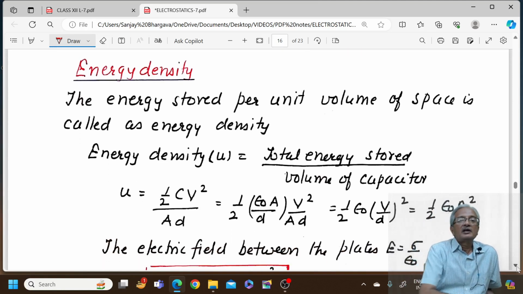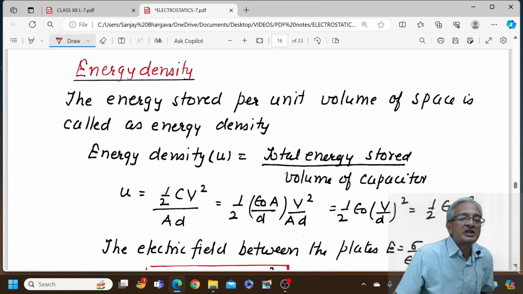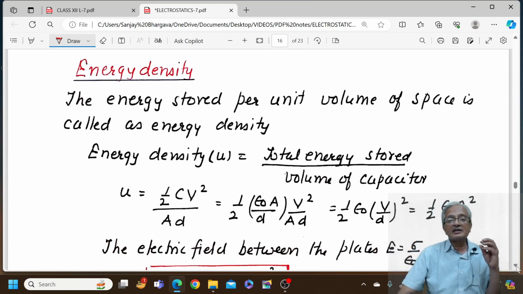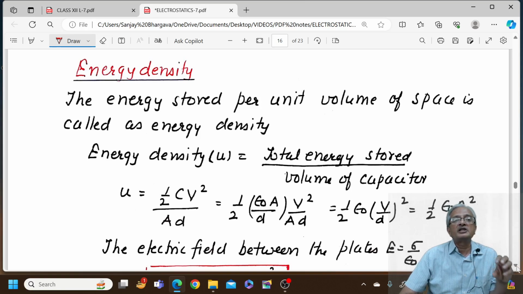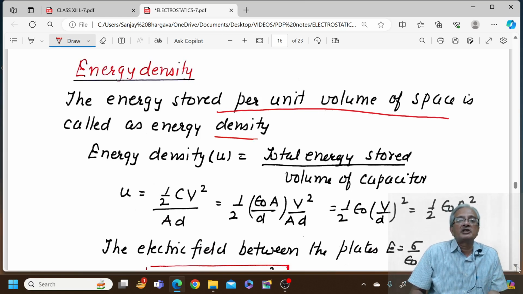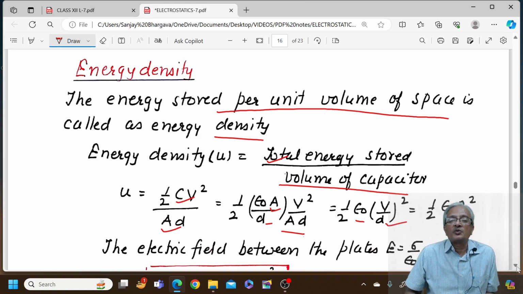Now let us calculate what would be the relation for energy density. First of all, let us define what is energy density. The energy stored per unit volume of space is called energy density. Energy density U would be equal to total energy stored upon volume of capacitor. Total energy stored is half CV square and the volume is A into D. Half, capacitance is epsilon 0 A upon D, V square upon AD. So half epsilon 0 (V upon D) whole square. That is half epsilon 0 E square.